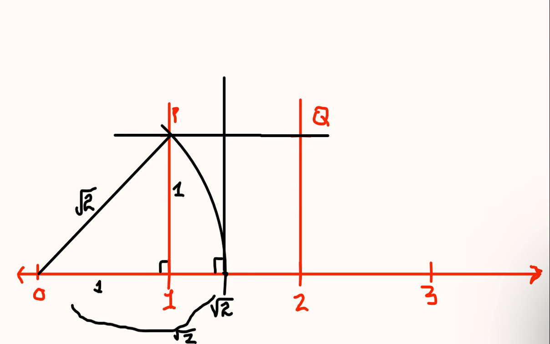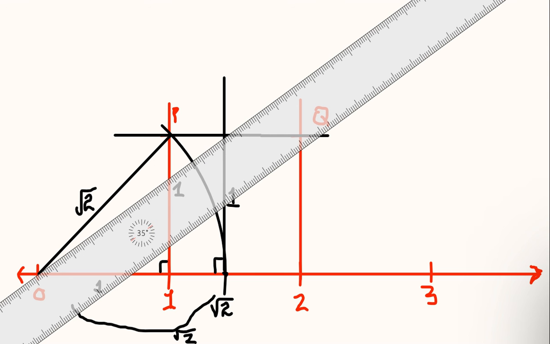According to Pythagoras theorem, square root of 2 squared plus 1 square will be 3. So the diagonal will be square root of 3. So here we got square root of 3 on the number line.